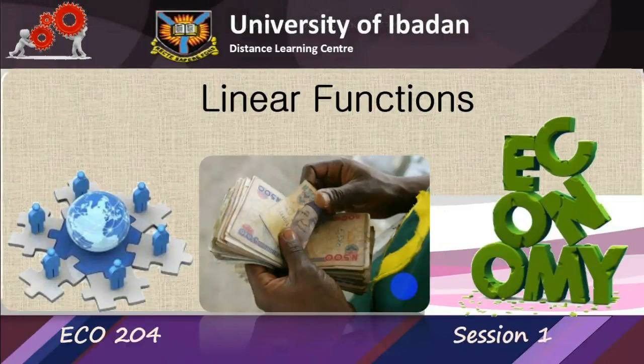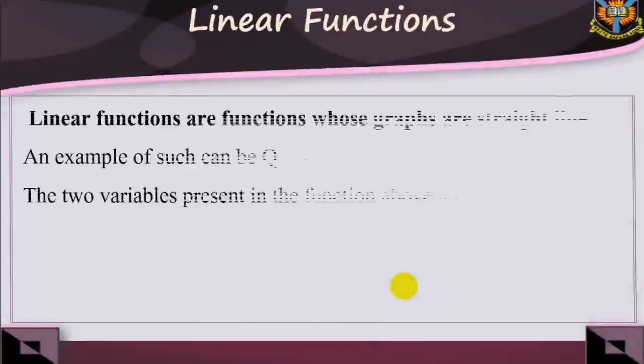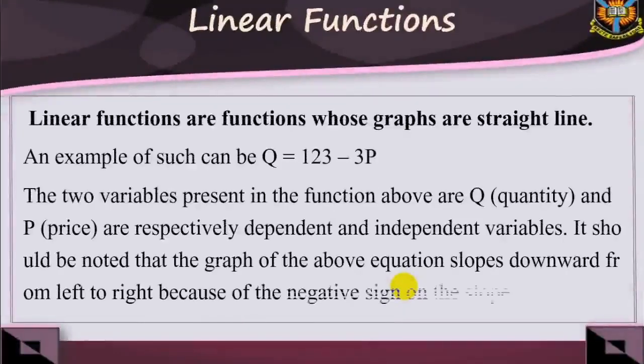Welcome to Echo 204, Study Session 1, Linear Functions. Linear functions are functions whose graphs are straight lines. An example of such is q equals 123 minus 3p.